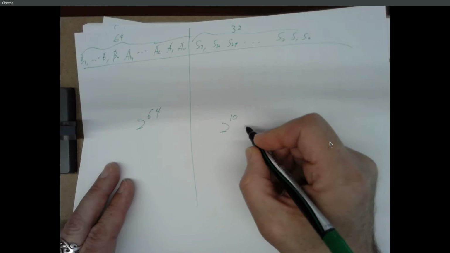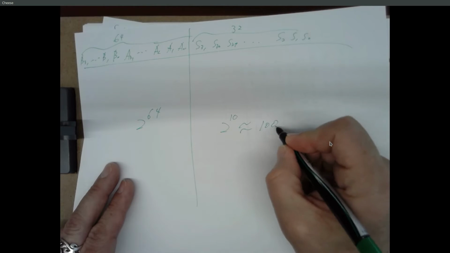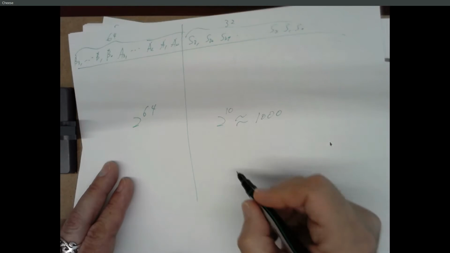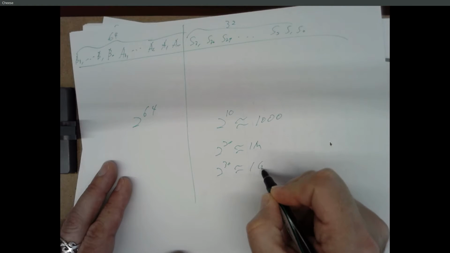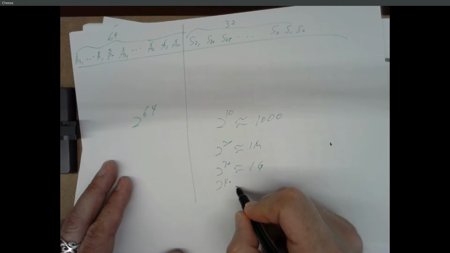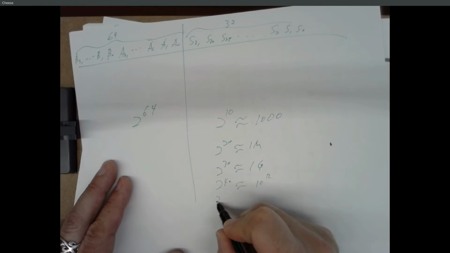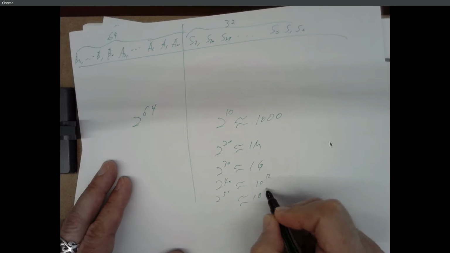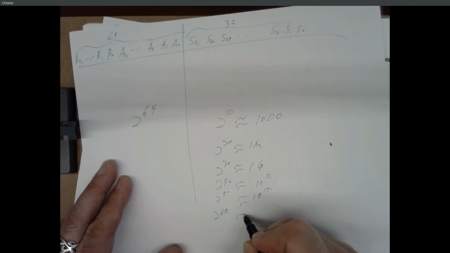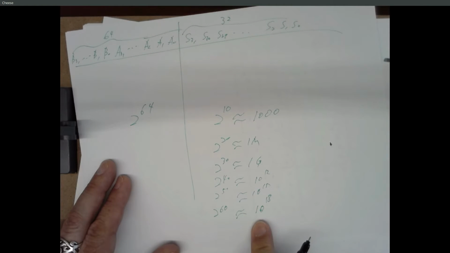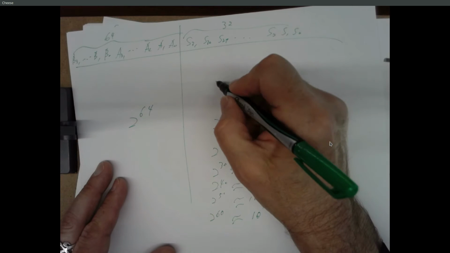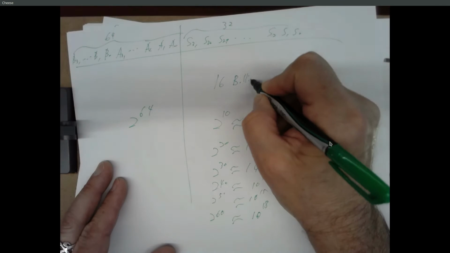It's pretty big. At least 12. Excellent. So 2 to the 10th is about 1,000. 2 to the 20th is about 1,000,000. 2 to the 30th is 1 billion, a gig. 2 to the 40th is 10 to the 12th. 2 to the 50th is 10 to the 15th. 2 to the 60th is about 10 to the 18th. So that's 1 billion billion. That's just 2 to the 60th. So 2 to the 64th, 16 billion rows.